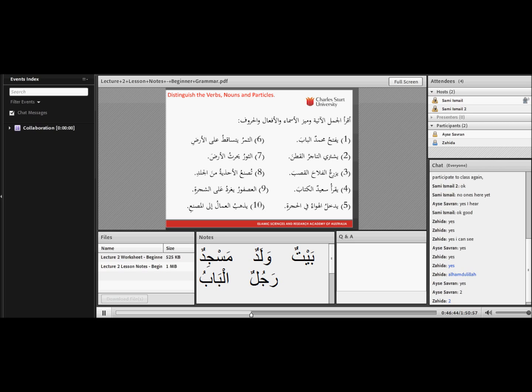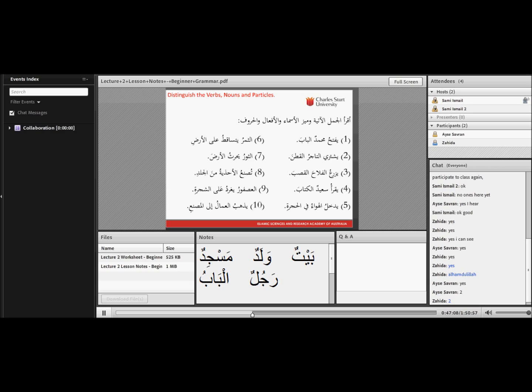So we said that the fi'l madi means the past tense, and some examples we gave are akala, which means ate, dhahaba, which means went, waqafa, which means stood up. So these are some examples of the fi'l madi, past tense verb.